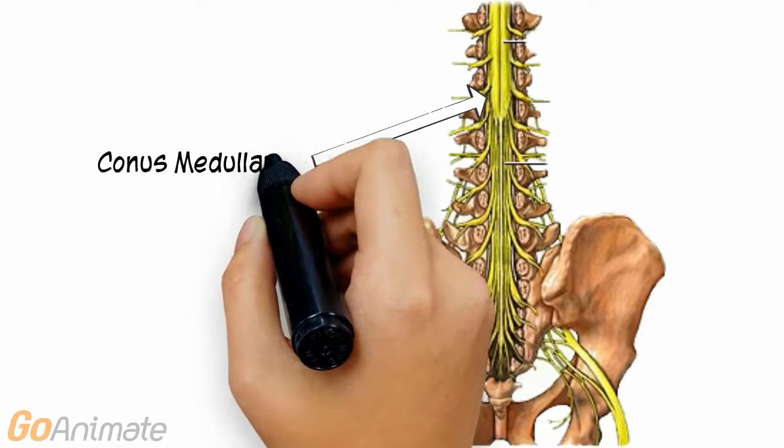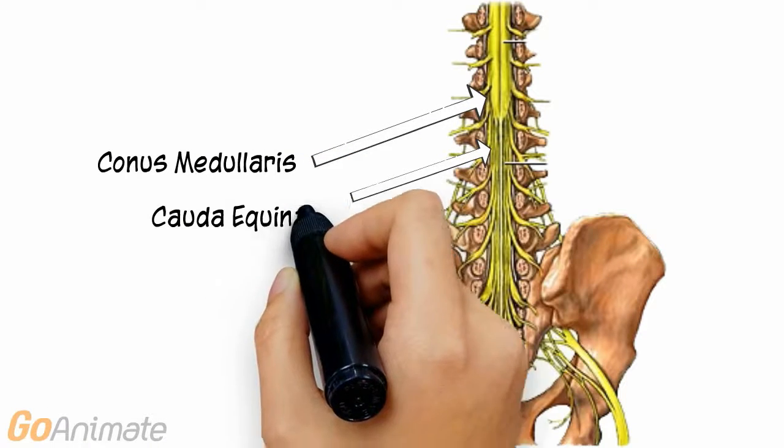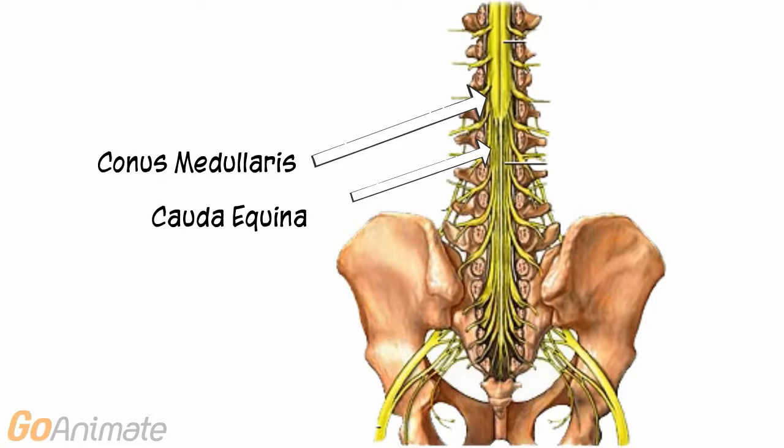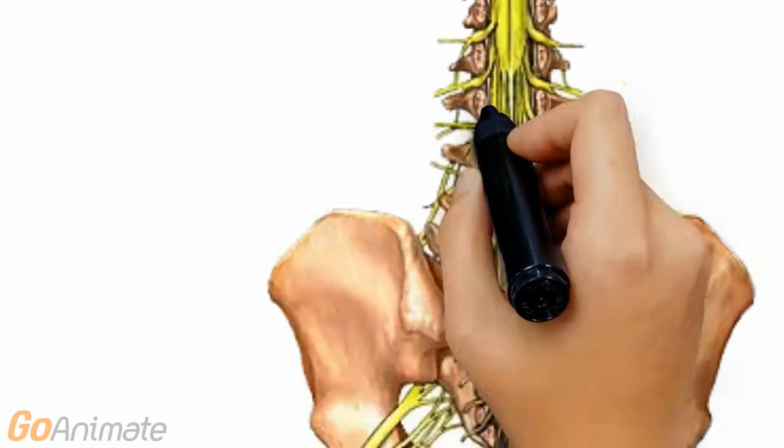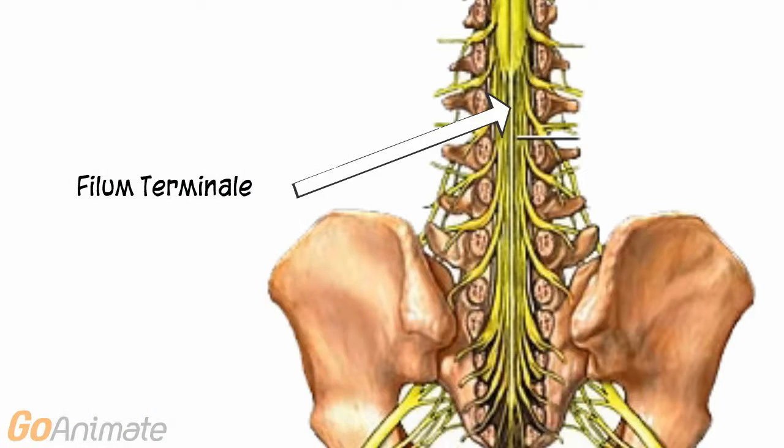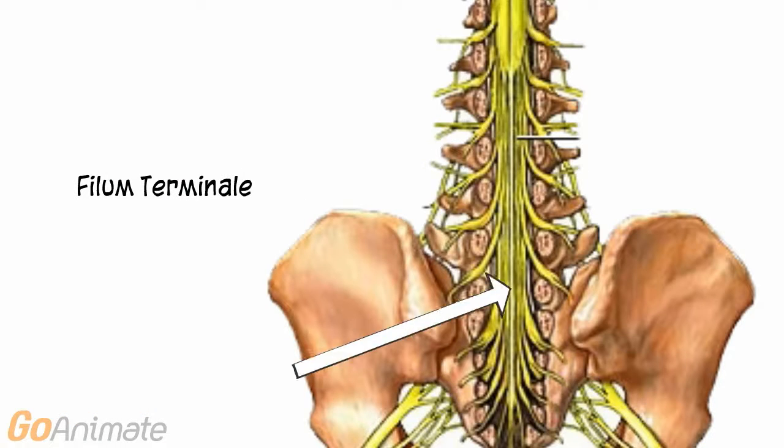Here is another picture of the conus medullaris. Extending from the inferior portion of the spinal cord is a group of nerves called the cauda equina, which means horse's tail. The inferior portion of the spinal cord is anchored by a ligament called the filum terminale.